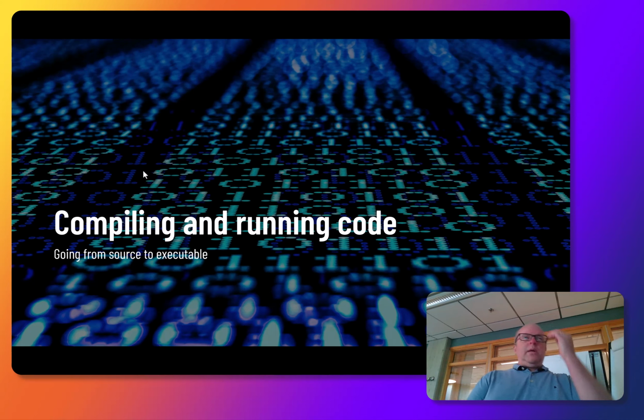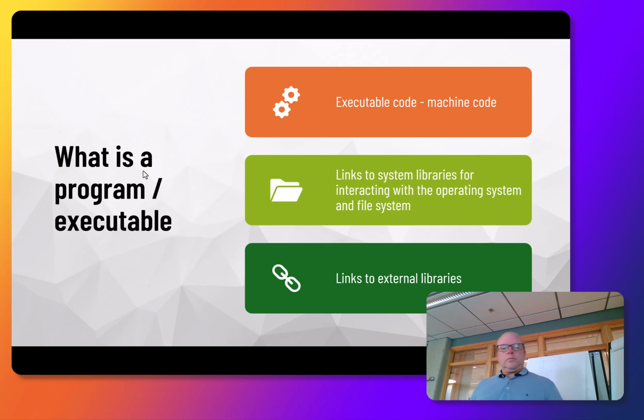So compiling and running code. Fortran is not the same as Python. Python executes line by line. There is no discrete compilation step. You just execute your code using a Python interpreter. In Fortran, you have to convert your source code to binary code in some way. So you have to go from source to executable using some techniques.